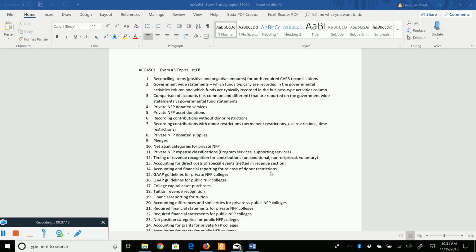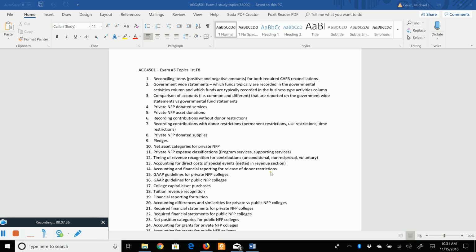Private nonprofit asset donations, whether that's supplies, materials, inventory, fixed assets. In any event, it's recorded at fair market value at the date of donation. Number 6, recording contributions without donor restrictions. And right underneath it, number 7, recording contributions with donor restrictions.